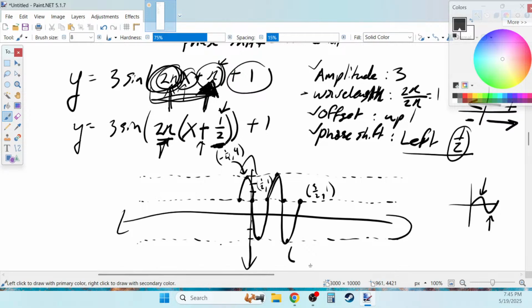This is going to be the point 5/4 comma -2. This point here is 1/4 comma -2. This is the point 3/4 comma +4. And we get the idea. We can label all of those points now using this information.